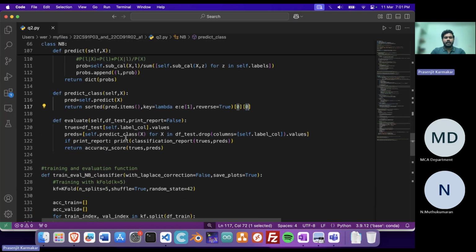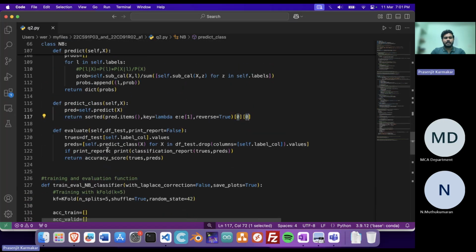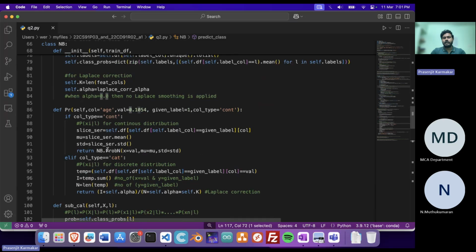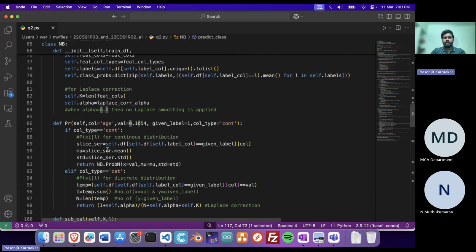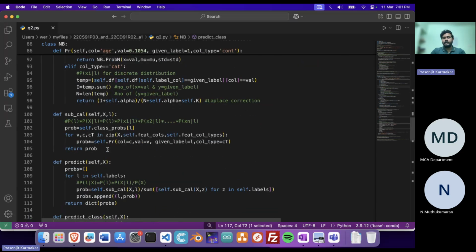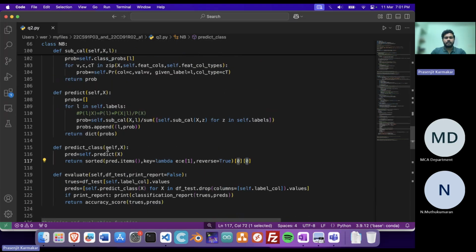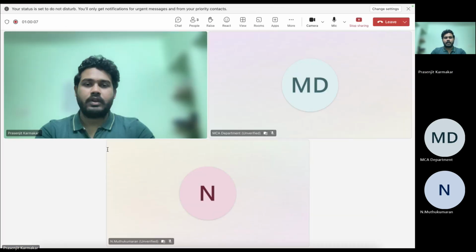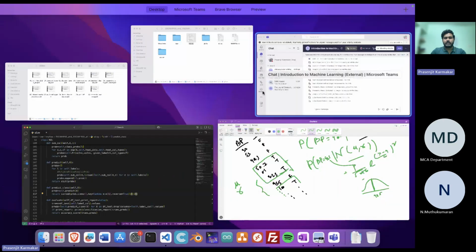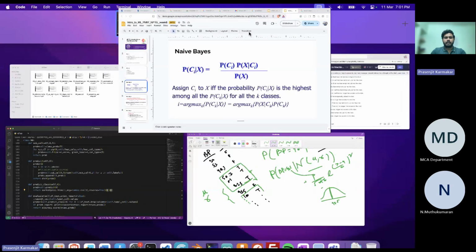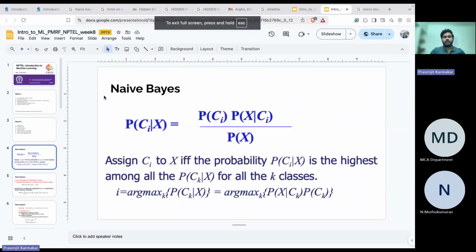Okay, evaluate, and these functions are not necessary. So you get the idea how we can implement this in real life. Okay, so this is how it is implemented. So let's just go and try to code it. And let's also go over the slides once, just to refresh all the content till now.